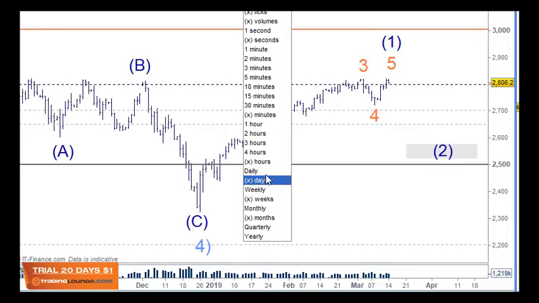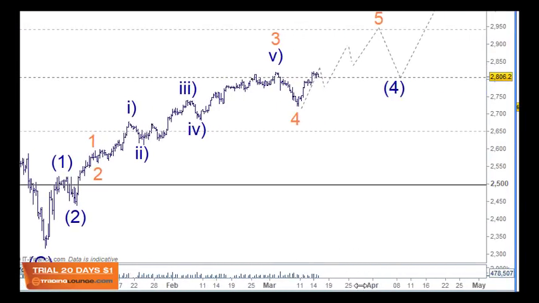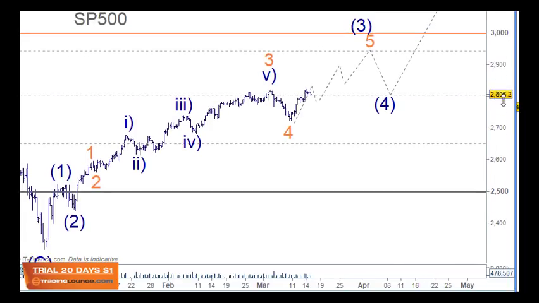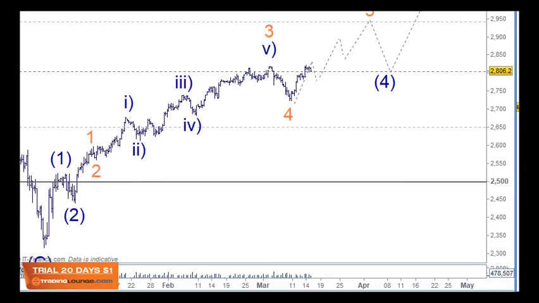So let's go back to our original count on this chart here. This is the one that I like the most in this instance. So wave 4 here with 1 and 2 and 3 and 4 and 5 moving up higher here. But yeah, it's always nice to be mindful of other counts with all of this.